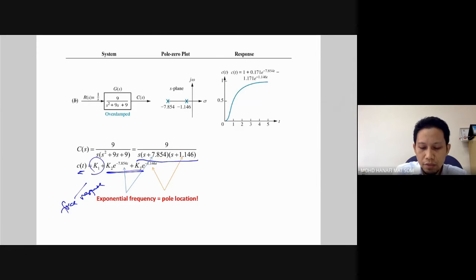So you can see here the value of the poles is actually the value of A over here. So remember A, just now we have negative exponential, e to the negative at. So this A is the value of the exponential frequency. So in this case, it's 7.85 and 1.14 over here.